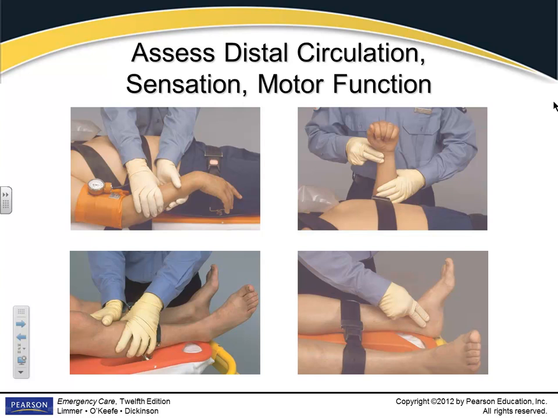Here we are just checking pulse, motor, and sensory. You're going to document that when you write your patient care report. You're going to document that you checked PMS, pulse, motor, and sensory. I'll usually notate that by saying PMS times 4. That means I've checked both wrists and both ankles. So it's going to be by 4. And that's a habit you need to get into because that's going to come back to bite you one day.